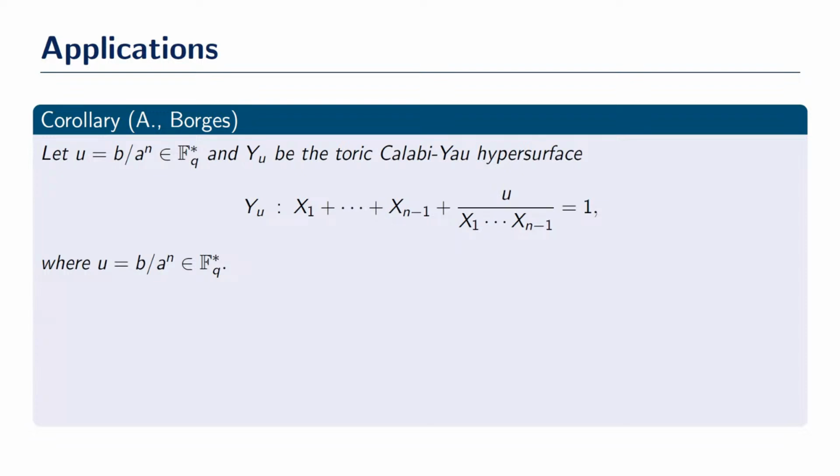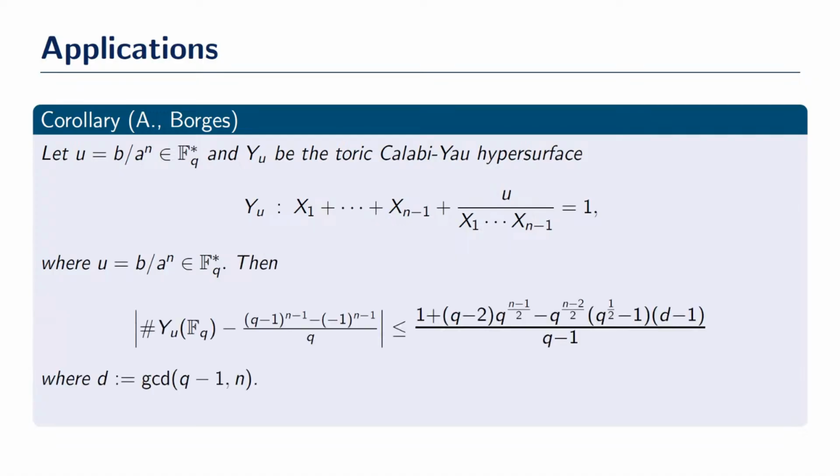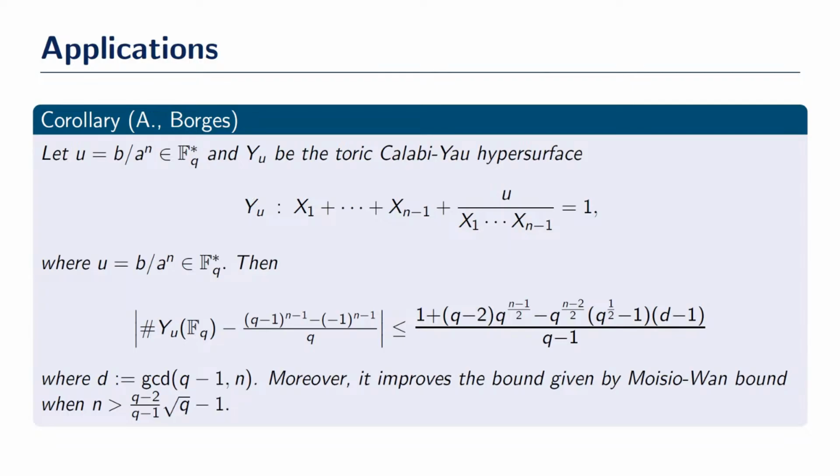Okay, and if we apply our method by connecting to this nice arbitrary curve, we get this bound for the number of rational points on the toric Calabi-Yau variety, which gives us an improvement on Moisio. They do have a bound for this hypersurface, but using our bound, we can get an improvement when n is bigger than, roughly speaking, square root.